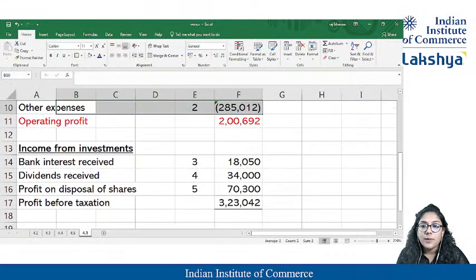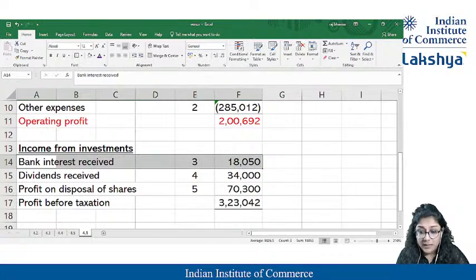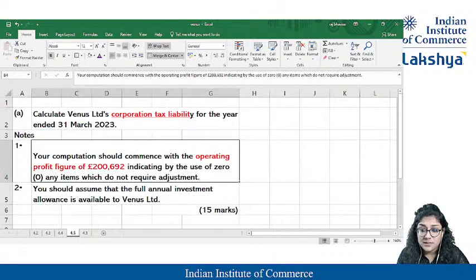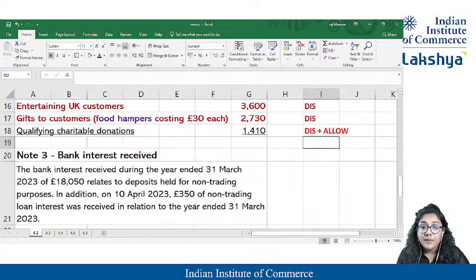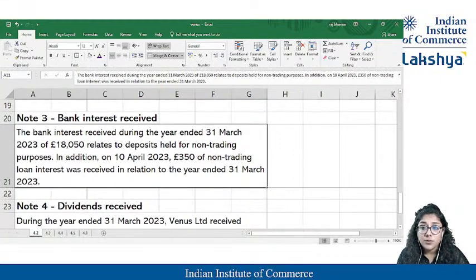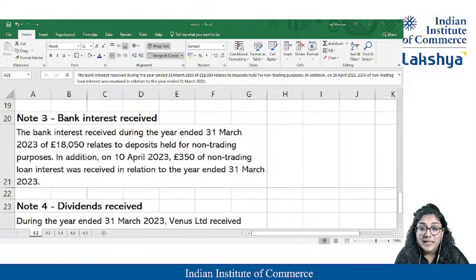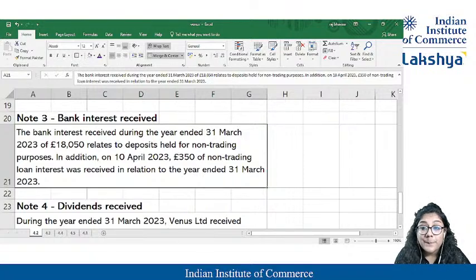Okay, the third note is bank interest received. Bank interest is a big note. What do you have to do? Let's see. The bank interest received during the year ended 31st March 2023. Over here, we are getting the bank interest received. So we just need to see whether I am going to allow it or disallow it. The bank interest received during the year was 18,050.